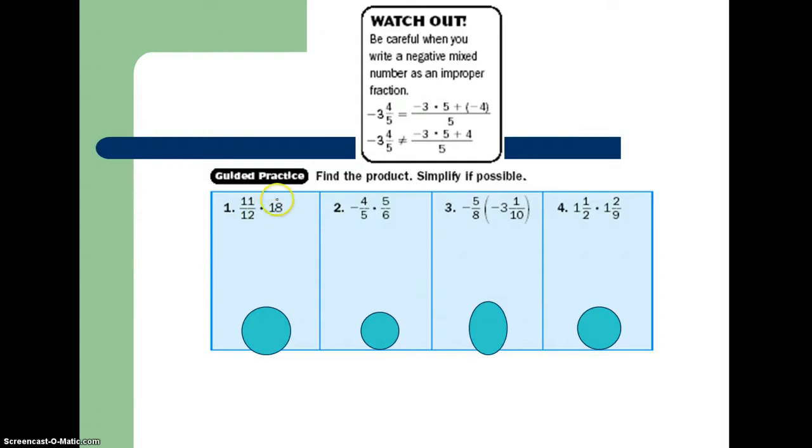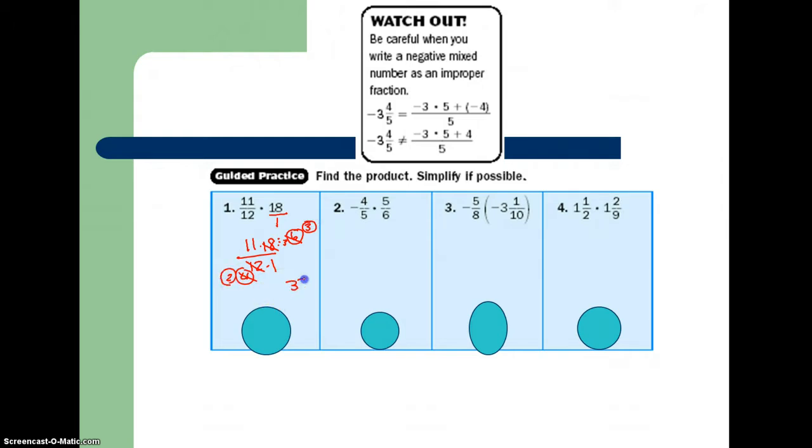Number 1, be careful. This 18 is a fraction over 1. So we can do 11 times 18 over 12 times 1. Divide out common factors. 12 and 18 both divide by 3. You can also do 2, but I'm going to do 3. And that's going to make 6 and 4. 6 and 4 actually divide by 2. So that's 3 and 2.